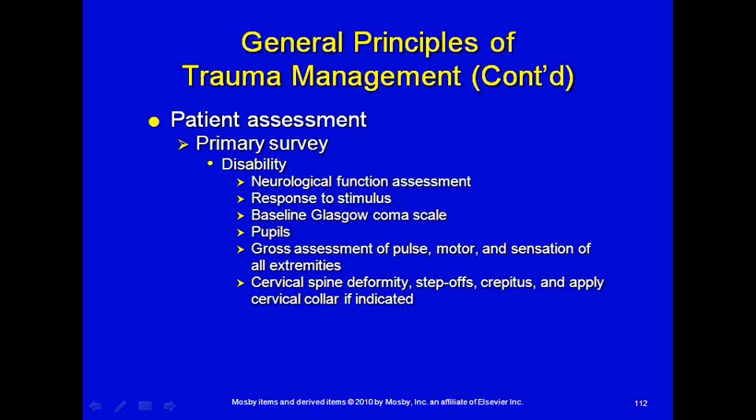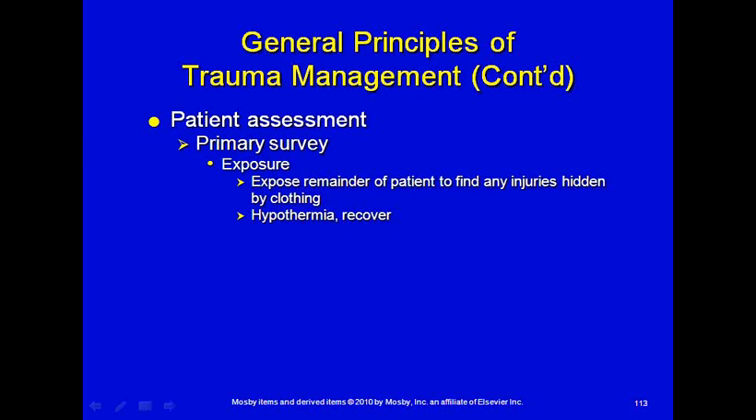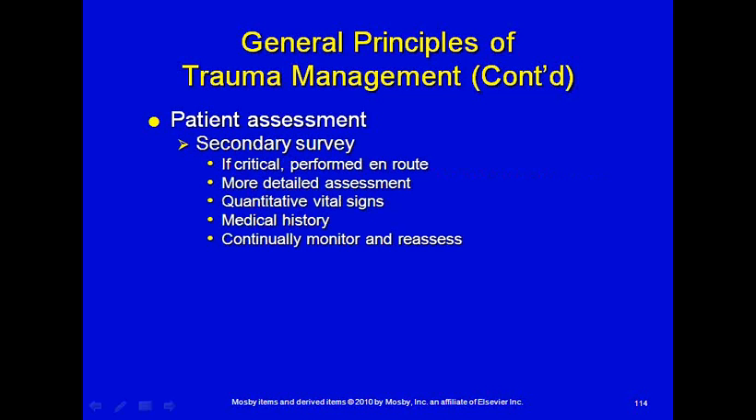So initially it's AVPU, get their response to stimulation, and then later get a baseline Glasgow Coma Scale, assess their pupils, their circulation, motor, sensory, palpate the spine for step-offs, crepitus, and apply a cervical collar. E is expose. Look over the remainder of the patient's body for hidden injuries, and remember not to make them cold, because cold in trauma is bad. So we're going to expose them, but then we're going to immediately recover them up.